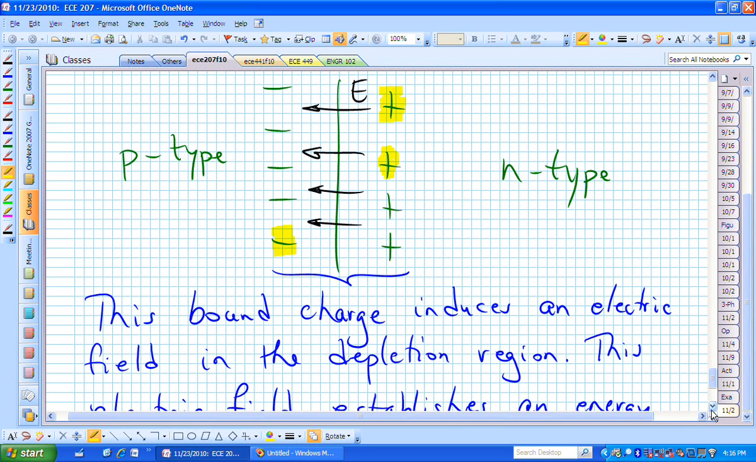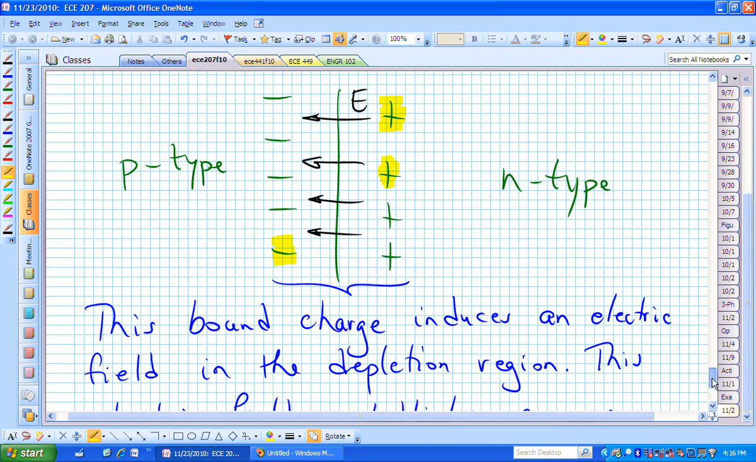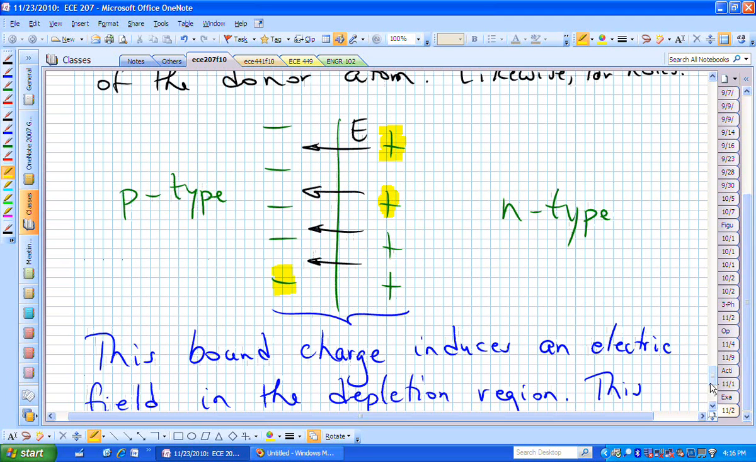Now this electric field is what later on establishes this barrier that prevents, or tries to stop, electron flow or charge flow across that barrier.